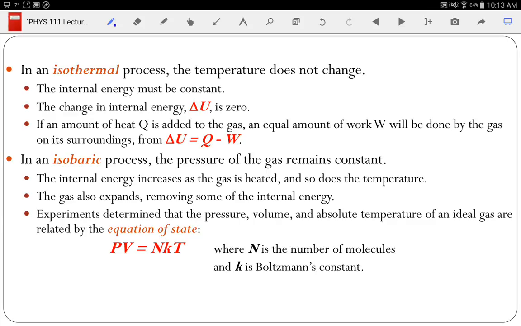Now I do want to get to, for an ideal gas, we define the equation of state that relates what we call the state variables. Now, when I talk about a ball, I have a ball, and I throw this ball.